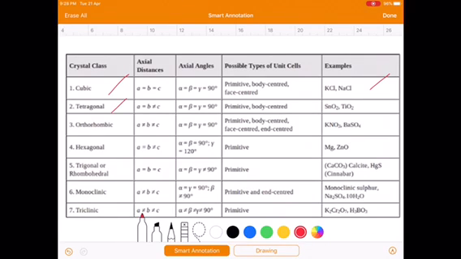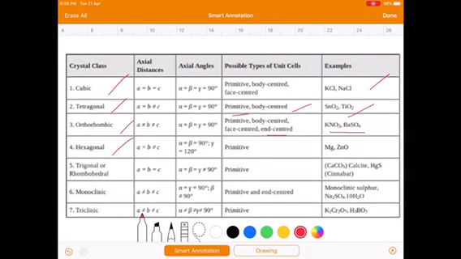The second one, tetragonal. The possible types of unit cells are primitive and body centered. Examples, stannic oxide and titanium dioxide. Third one, orthorhombic. Possible types, primitive, body centered, face centered and end centered. Examples, potassium nitrate, barium sulfate.